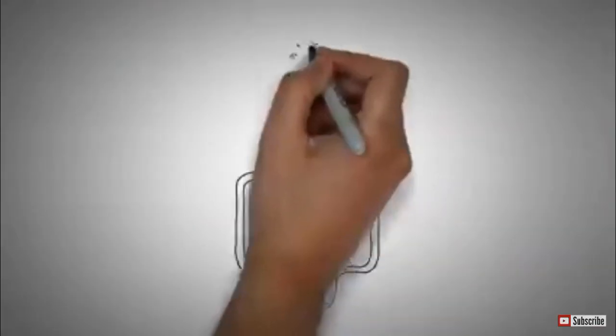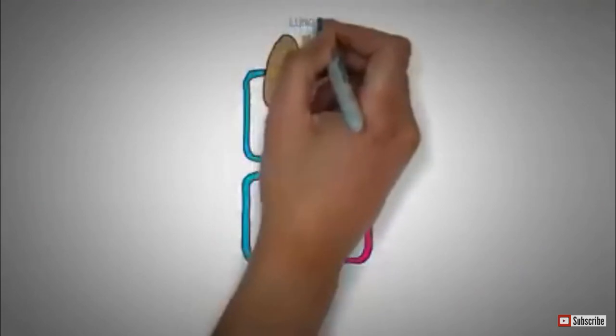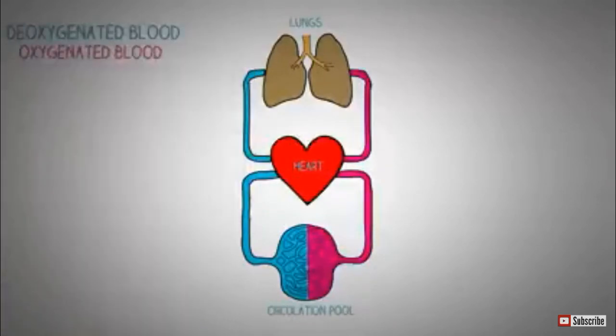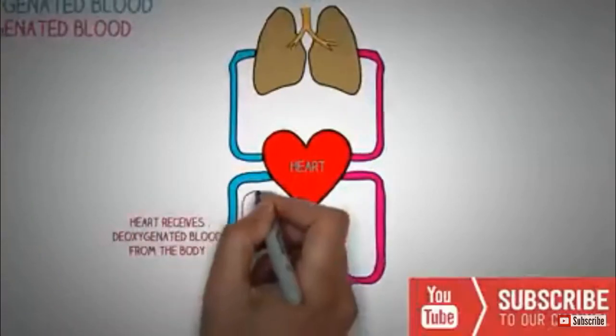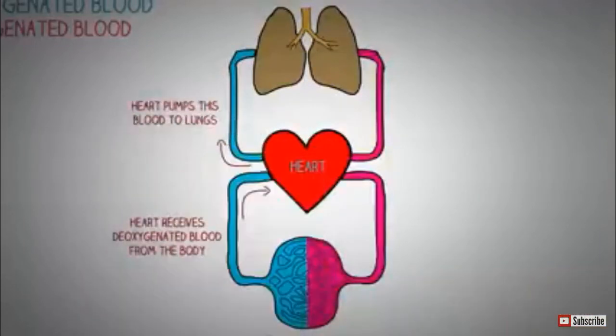Now let's look at this diagram to understand how the respiratory system of our body works in conjunction with the circulatory system to provide gas exchange. In this diagram, you can see the lungs, the heart, as well as the circulation pool of the body, showing the deoxygenated blood in blue color, as well as the oxygenated blood in pink color. The heart receives all the deoxygenated blood from the body through the superior as well as the inferior vena cava. This blood has a low concentration of oxygen, and this is then pumped to the lungs through the pulmonary arteries.